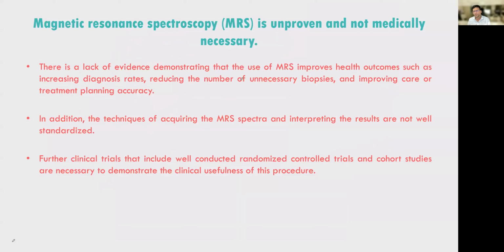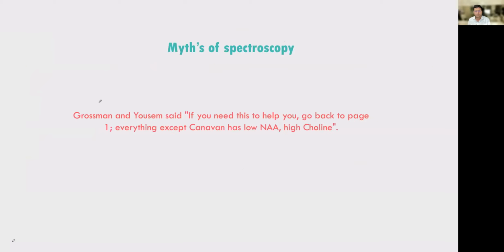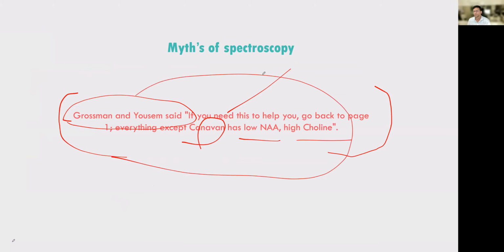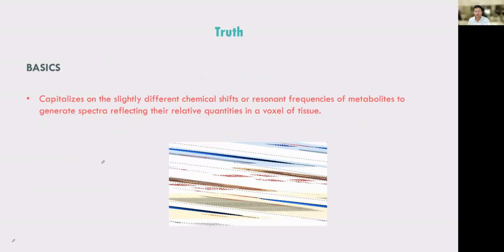And recently, these people from US insurance, they have deleted MRS. That is a very drastic step. And this is a wonderful book actually. I have read this book during my postgraduate, written by Grossman and Yousem. It is Neuroradiology: The Requisites. Most of you would have read that book. What they say is, you go to the first page, everything except Canavan's disease has low NAA and high choline. So he made a sarcastic comment lightening things about MR spectroscopy. I strongly believe that is not true. It has its own advantages. And throughout my lecture, at the end, I will receive comments from you.